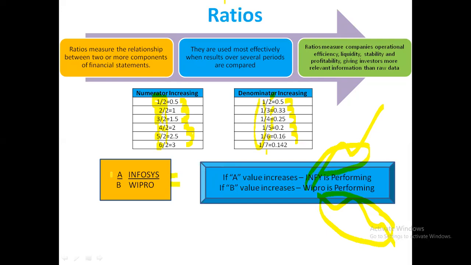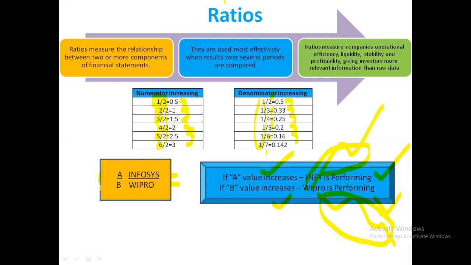We'll be considering A as Infosys and B as Wipro. If the A value starts increasing, Infosys is performing. If the B value is increasing, Wipro is performing. Simple. When the numerator is increasing, Infosys is performing. When the denominator is increasing, Wipro is performing. Just keep this as a simple understanding.